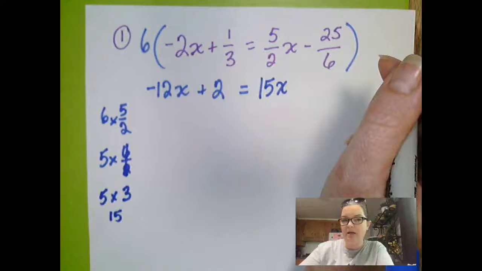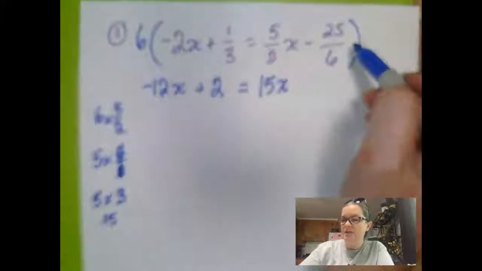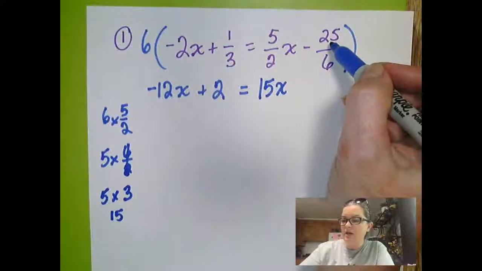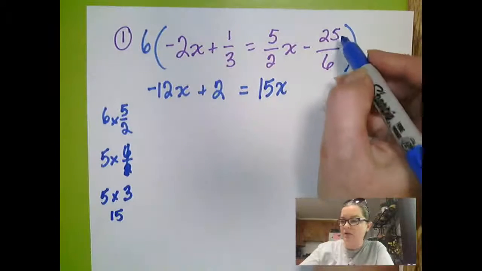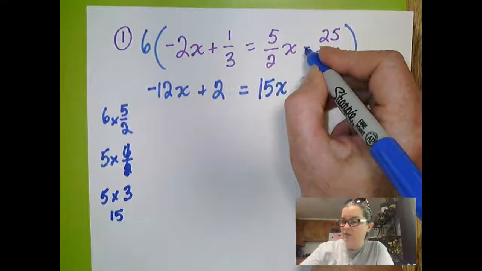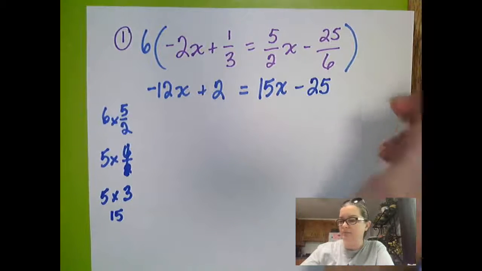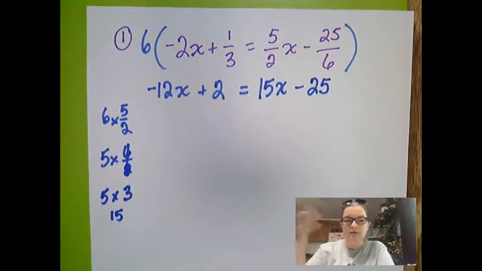Of course, I bring down my x. Then 6 times 25 over 6. If you switch that 6 and 25, 6 divided by 6 is 1, so you're just left with 25 in the numerator. This is negative, so it's negative 25.